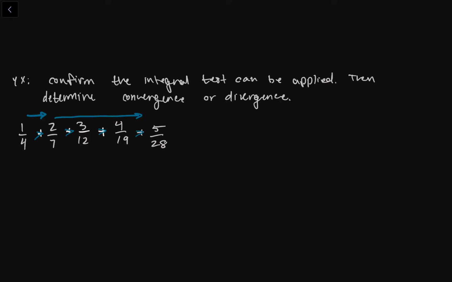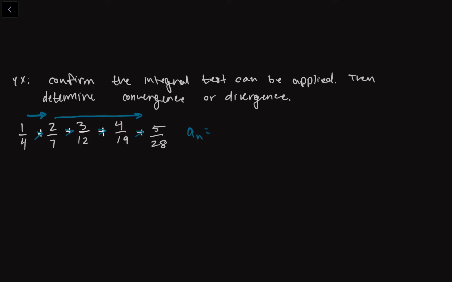We're not as worried about the terms towards the beginning, but more about the terms towards the end of the sequence when we're talking about convergence or divergence. But let's see that it can be applied. Yes, it's decreasing. Yes, it's positive. Check, check. So first of all, we need a sequence. What is a sub n?